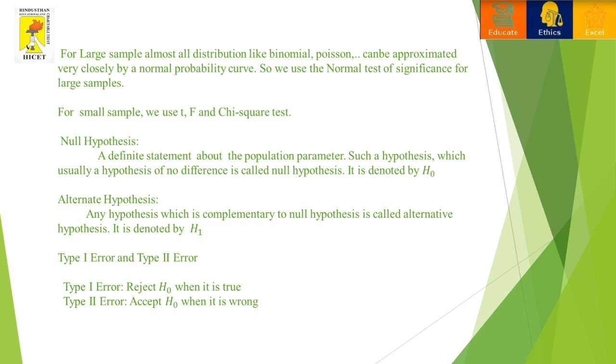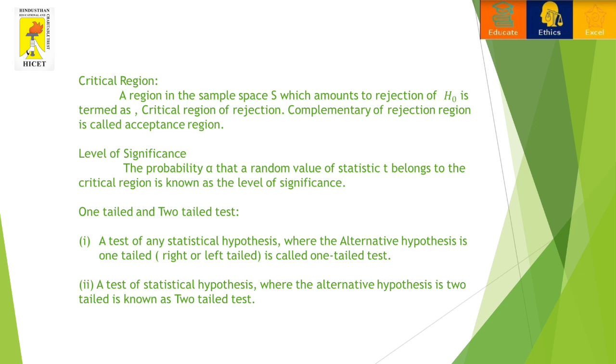Type 1 and type 2 error. Type 1 error is to reject null hypothesis when it is true. Type 2 error is to accept null hypothesis when it is wrong. Critical region. A region in the sample space which amounts to rejection of H0 is termed as critical region or rejection region. Complement of rejection region is called acceptance region. Level of significance. The probability alpha that a random value of statistic t belongs to the critical region is known as the level of significance.